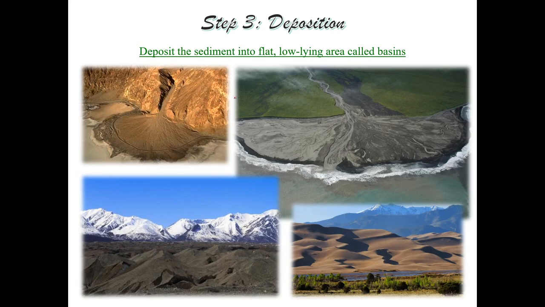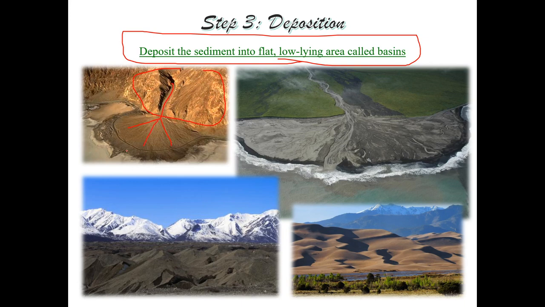It's going to transport it to a low-lying area. These low-lying areas are called basins. The rules of gravity work here, right? You're always going to have sediment deposited in a low-lying area. Look how in each of these pictures you have mountains and valleys. The mountains are the high areas, where erosion and weathering are taking place, and the sediment is going to move into a river system and be deposited into a valley.